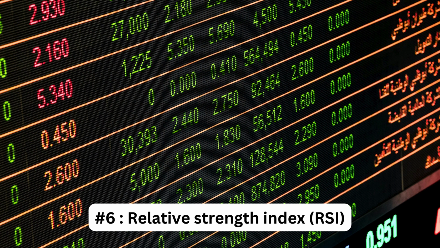Number 6. Relative Strength Index, RSI. The relative strength index has at least three major uses. The indicator moves between 0 and 100, plotting recent price gains versus recent price losses. The RSI levels therefore help in gauging momentum and trend strength.